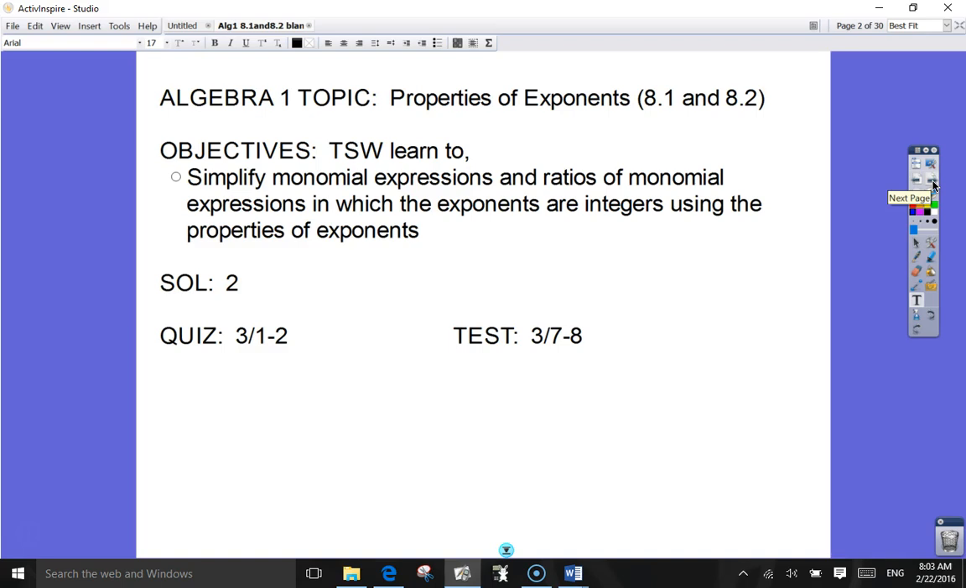This lesson is properties of exponents, but this is like the break between linear things and nonlinear things, right? Everything we've done up to now has been linear. So now we need to do things that have exponents. If things go the way that I expect, we'll be taking a quiz on the 1st, which is next Tuesday, and our test will be on the 7th.